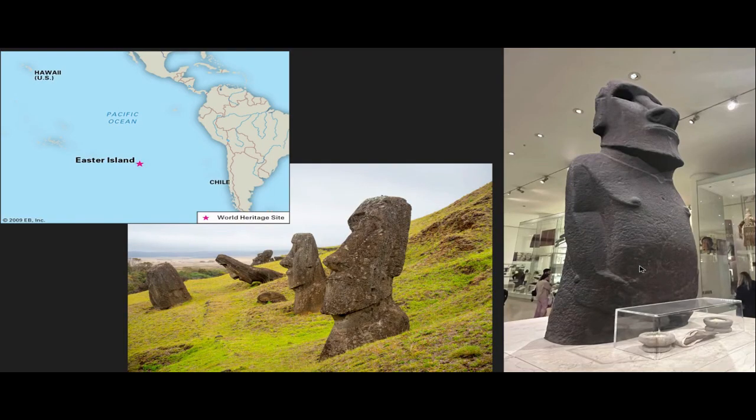This is a picture I took of one at the British Museum. So Britain, the UK, is kind of known for taking things from other countries that they once were involved with and putting them into their own museum. So this is just one of those things.